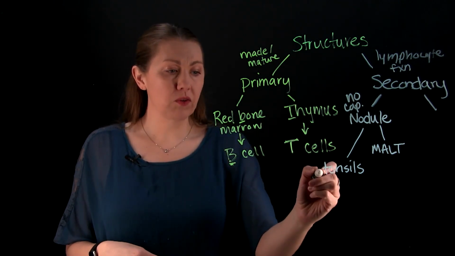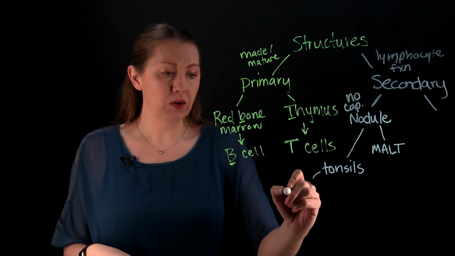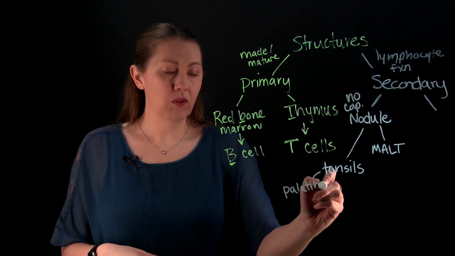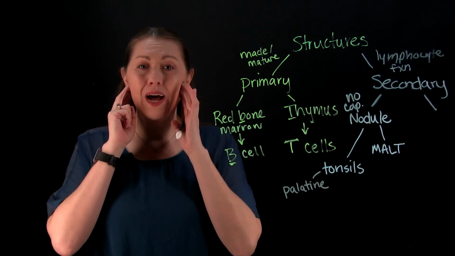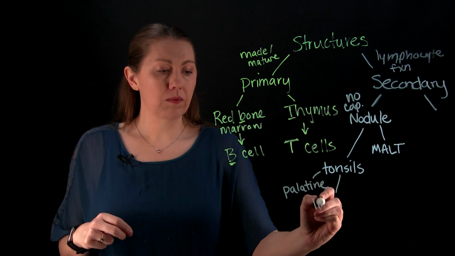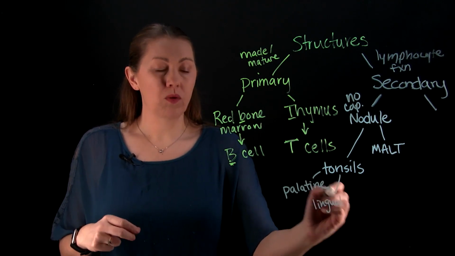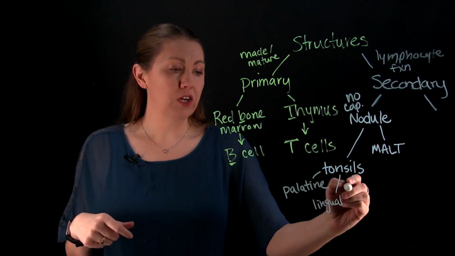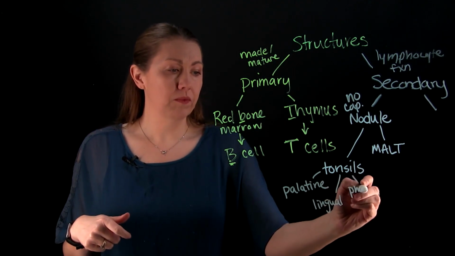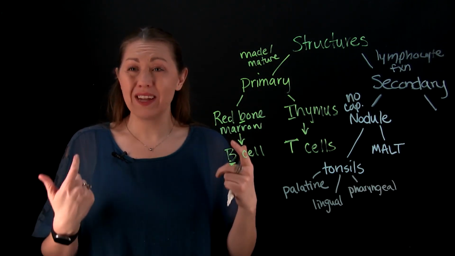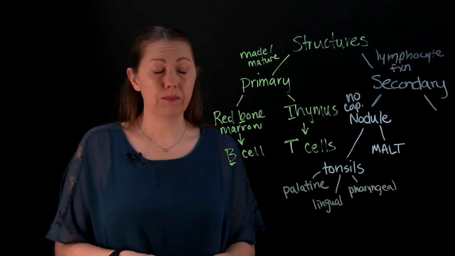Some of the tonsils that you will maybe be familiar with are the palatine ones. So it's going to be up towards the top and back of the mouth. The lingual ones, so that one's going to be behind the tongue, so lingual, think tongue. And then there's the pharyngeal one. And that's the one that's in the top of the pharynx, and the pharynx is the top of the throat.